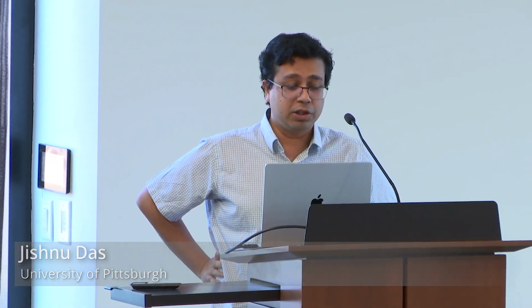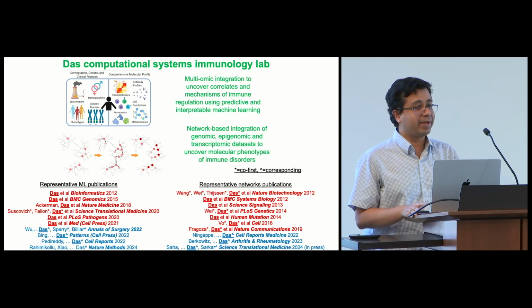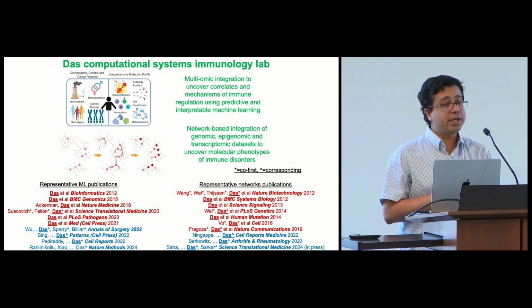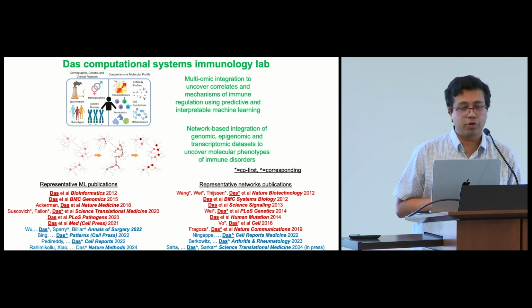I'm an assistant professor at the Center for Systems Immunology at Pittsburgh. So I'm a computational systems immunologist. I run a computational systems immunology lab where we think about two things: how you can integrate high-dimensional multi-omic data sets in the context of the immune system using predictive and interpretable machine learning, and how you can also use biological networks to integrate different kinds of omic data sets to uncover molecular phenotypes of immunological disorders. And we do this across disease contexts in infectious, autoimmune, and alloimmune diseases.